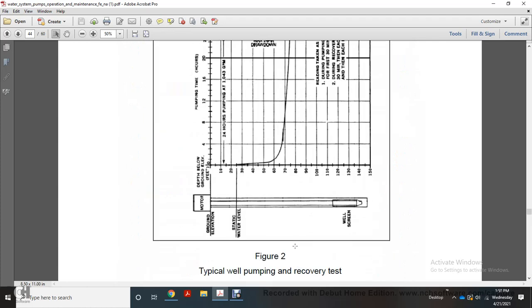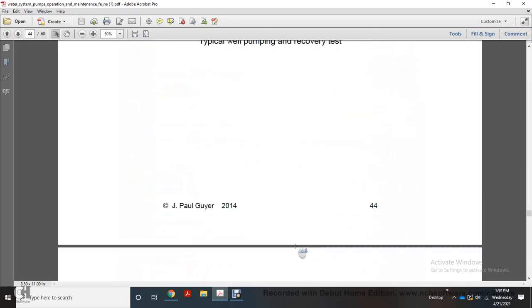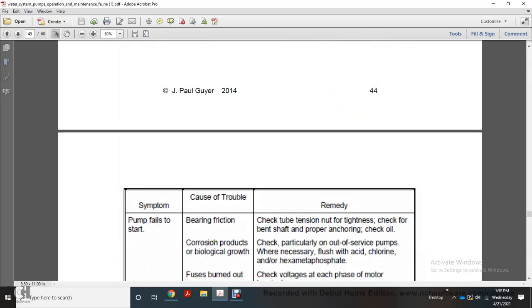Figure 2 is a typical well pumping recovery test. Alright, system causes, trouble to remedy. Pump fails to start, bearing friction. Check for the tension of the nut, for the tightness. Check for the bent shaft, proper anchoring.